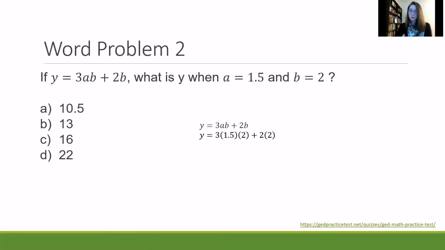So we know when we see 3ab that means multiplying those numbers together. So a is 1.5 and b is 2. And then with 2b, again, we're multiplying together 2, and then the b is worth 2. So it would look like this in number form. When we put those together, we end up with 9 and then 4, and we need to add those two numbers together to get 13.